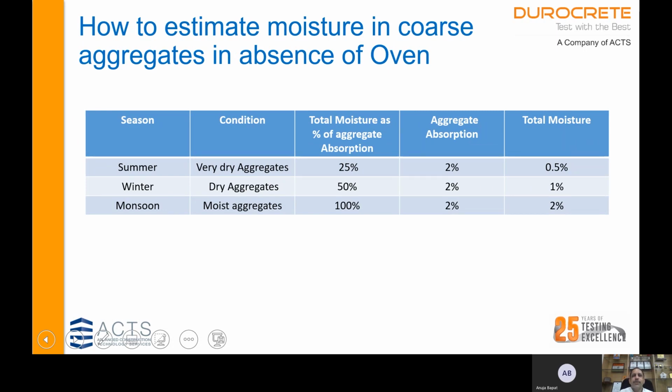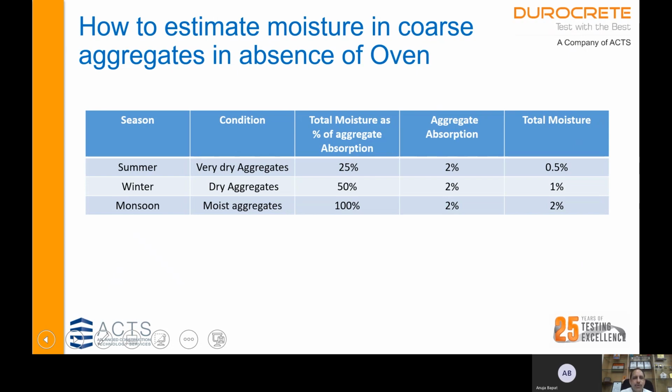We also need to judge moisture based on the climate conditions, especially for coarse aggregates. So for coarse aggregates, in summer, when the condition is very dry, you can assume the total moisture to be approximately equal to 25% of the aggregate absorption. As an example, if the aggregate absorption is 2%, the total moisture will be 0.5%. In winter, when the aggregates are in dry condition, you can assume that total moisture is equal to 50% of aggregate absorption. So if the aggregate absorption is 2%, the total moisture will be 1%.